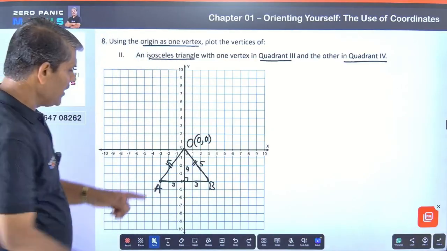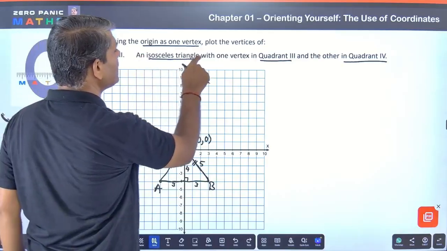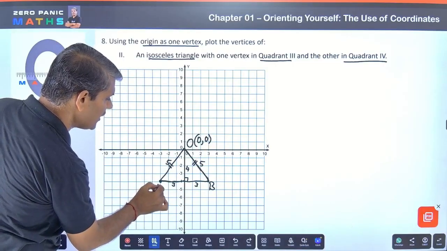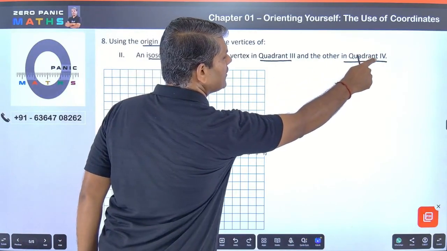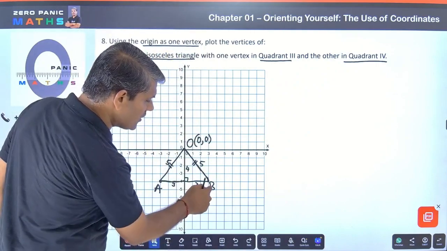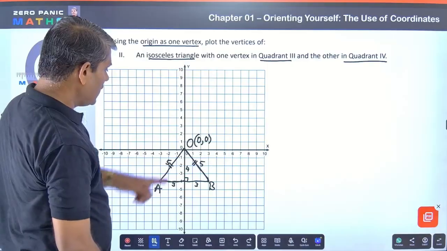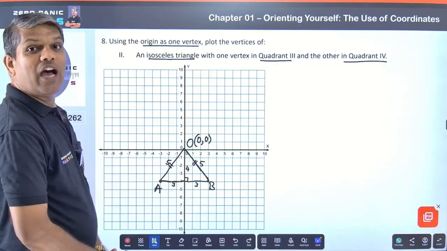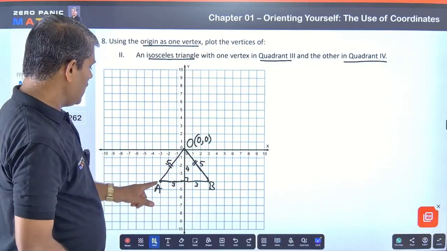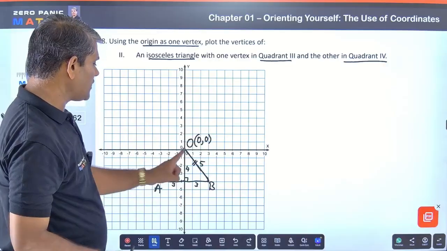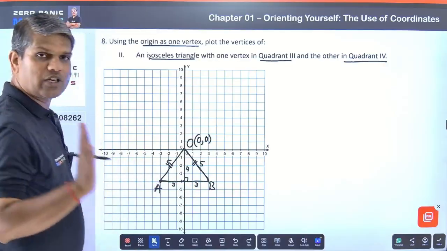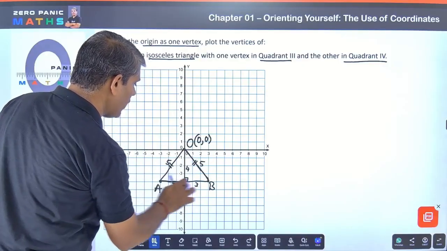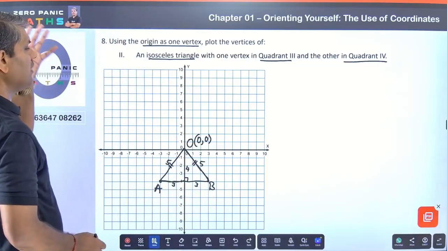Understood this? So the isosceles triangle with one vertex in quadrant 3, what is that vertex? A. And one other vertex in quadrant 4, and what is that vertex? B. So the triangle OAB is one such isosceles triangle with one vertex in quadrant 3 and another vertex in quadrant 4. You understood this? Just ignore this line, but OAB is the required triangle.